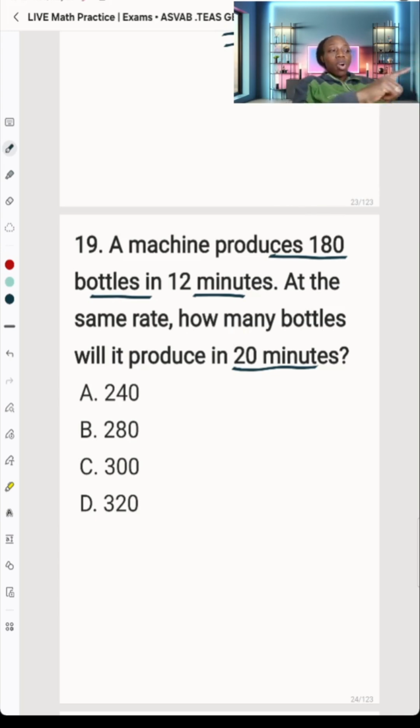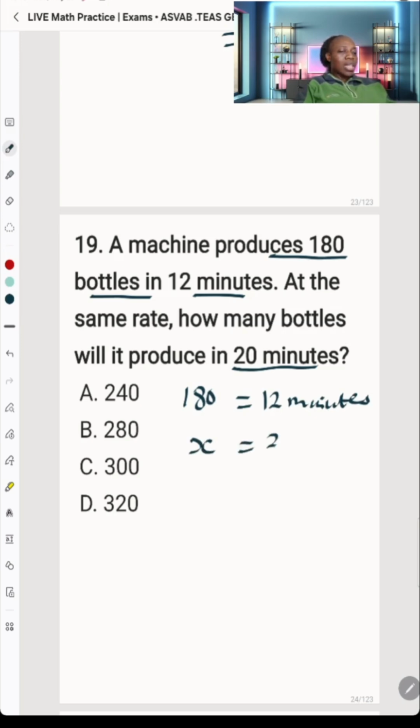Because if one is in seconds and the other is in minutes, you want to balance that. You don't want to just rush. But now we are having 12 minutes, 20 minutes. Perfect. They are in line. So I will just put them in proportion without wasting my time. I will do 180 bottles equal to 12 minutes. Then how many bottles will it produce in 20 minutes? X, I don't know that one.